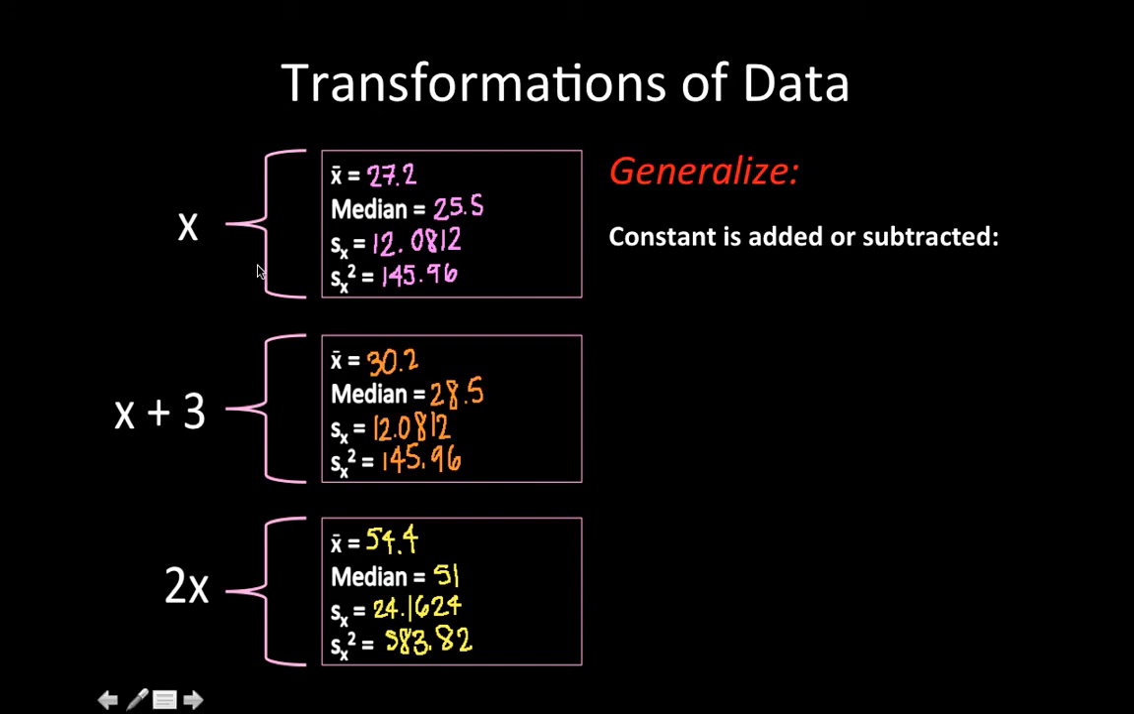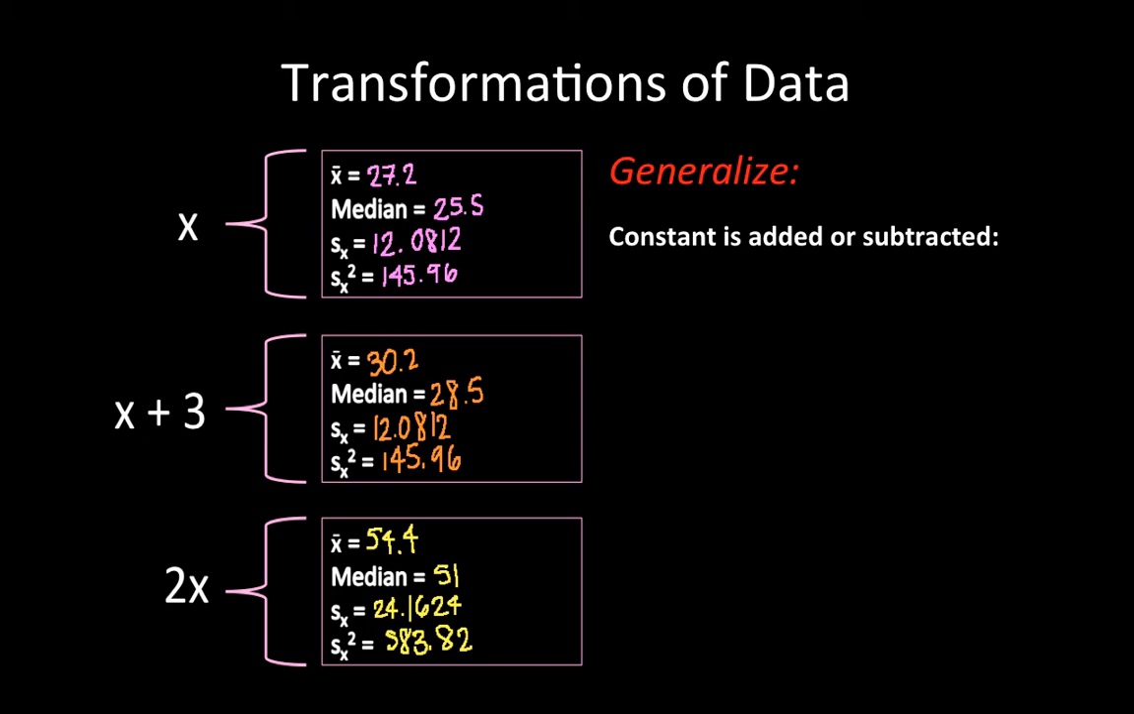So first let's look at the mean. The mean here is 27.2, but in this set it is 30.2. So the mean has increased by 3 since you added it to the entire data set. The median as well, since it was 25.5 and then it increased to 28.5. But the standard deviation and variance stayed the same for both data sets.